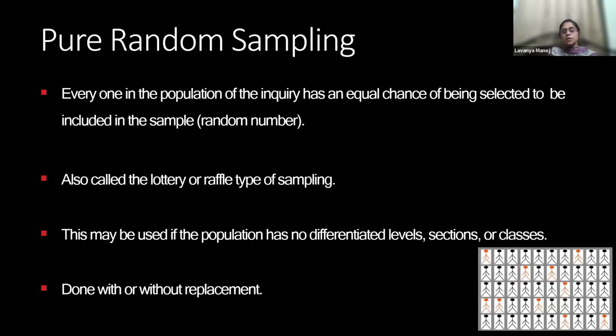Pure random sampling is when you get into the mall and whoever you meet, you hand them the questionnaire or ask them to give feedback. Once you're done getting feedback from that person, you randomly select another person. So this is pure random sampling.